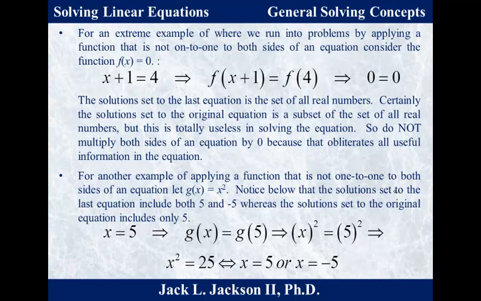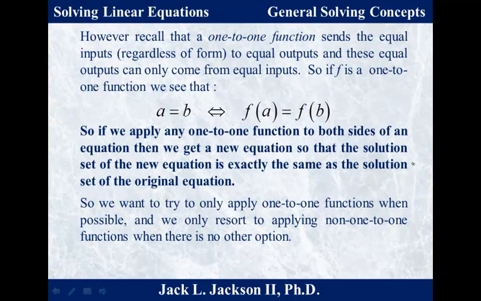And so just because negative 5 is a solution to x squared equals 25, it doesn't mean it's a solution to the equation x equals 5. So it's an extraneous solution. When you check it, negative 5 equals 5 is false, so you'd have to discard that solution. But x equals 5 is true. So you can apply functions that are not one-to-one, but then you have to check your answers. But we prefer to apply one-to-one functions if at all possible.